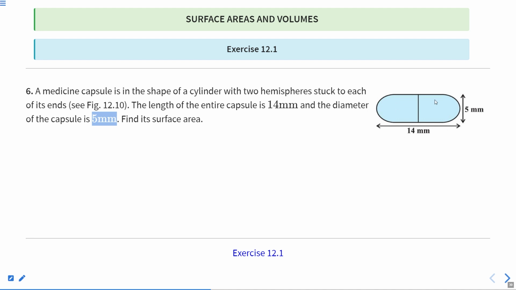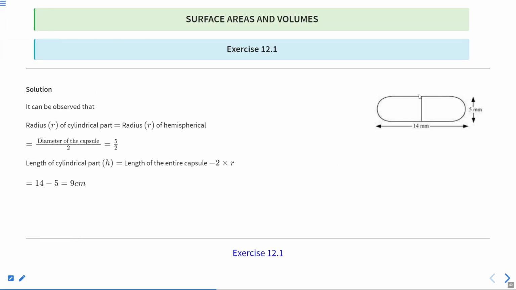This is our medicine capsule, and here the length of the capsule is 14 millimeter and the diameter of the capsule is 5 millimeter. Now you can observe that the radius of the cylindrical part is equal to the radius of the hemispherical part. Okay, so the radius of the cylindrical part and the radius of the hemispherical part are equal.